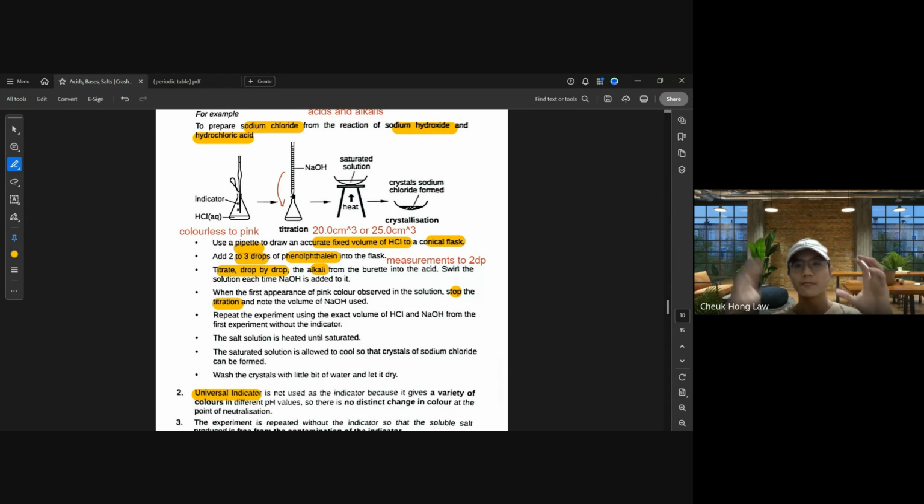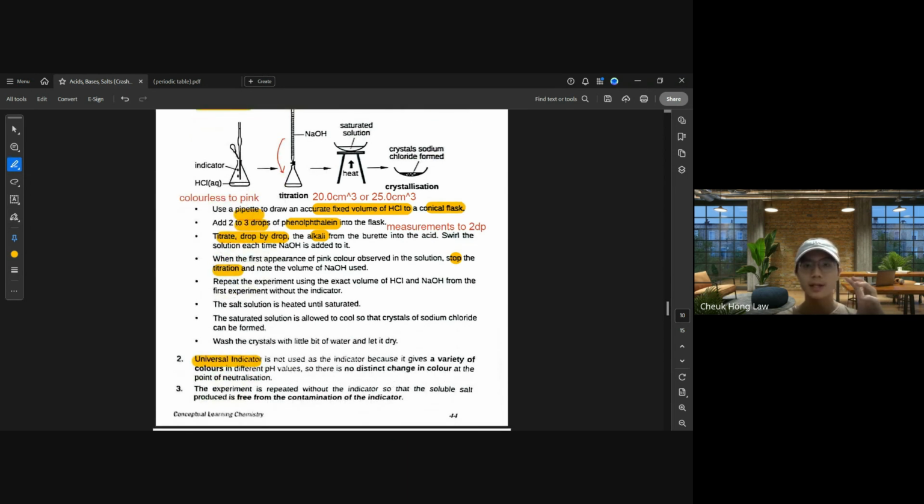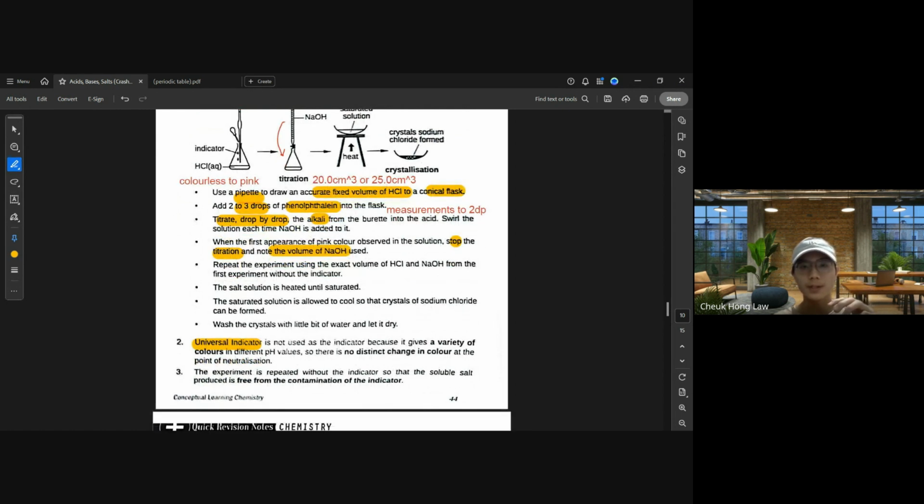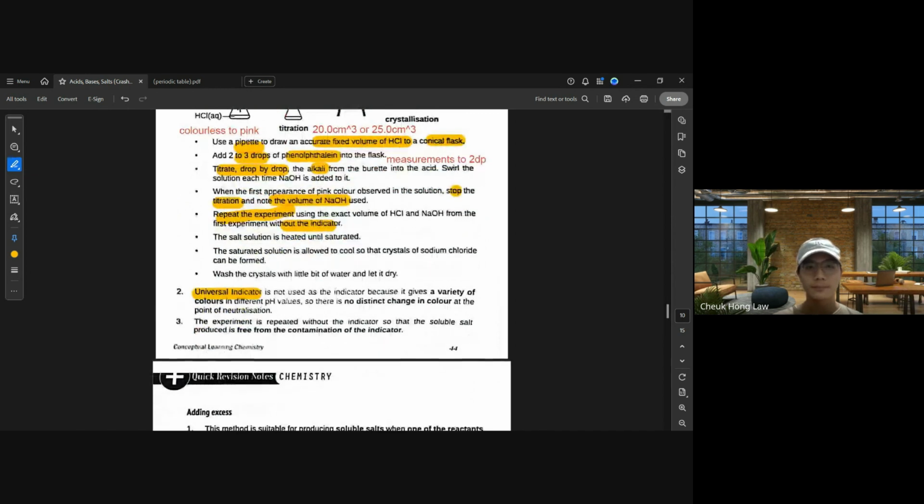You're finding the exact volume of two things here. The first fixed volume is your hydrochloric acid, 25.0. The second is what you measure from the burette. So you add until you see color change, then note the volume of sodium hydroxide used. Then repeat the experiment using the exact volume of hydrochloric acid and sodium hydroxide without using the indicator.